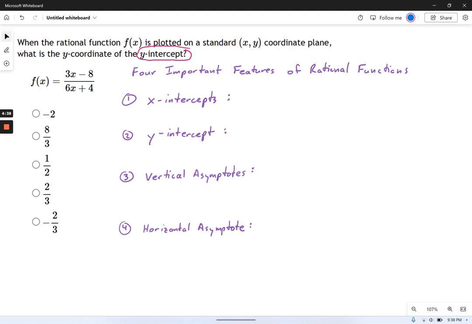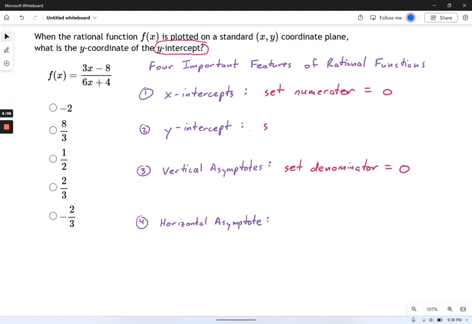Now, you might remember this from going over them in class, but each of them has a pretty easy recipe. For the x-intercepts, we set the numerator of the rational function equal to 0. For the vertical asymptotes, we set the denominator equal to 0. And I'll show you how to solve these in a moment. For the y-intercept, we set x equal to 0.